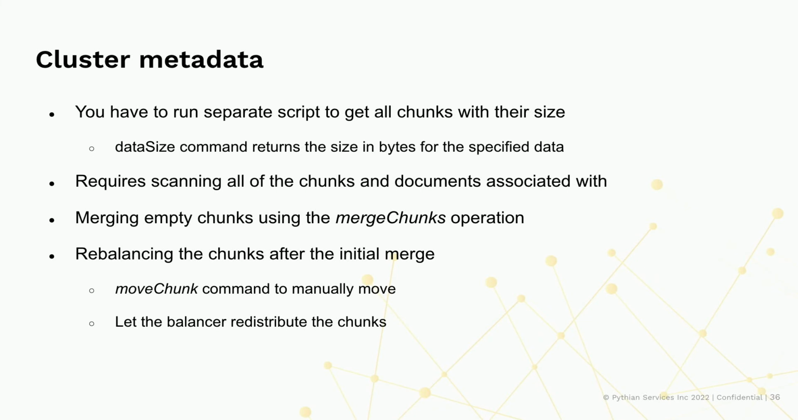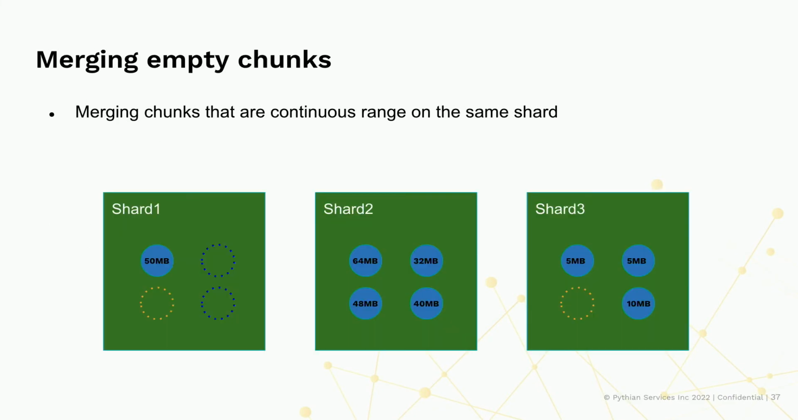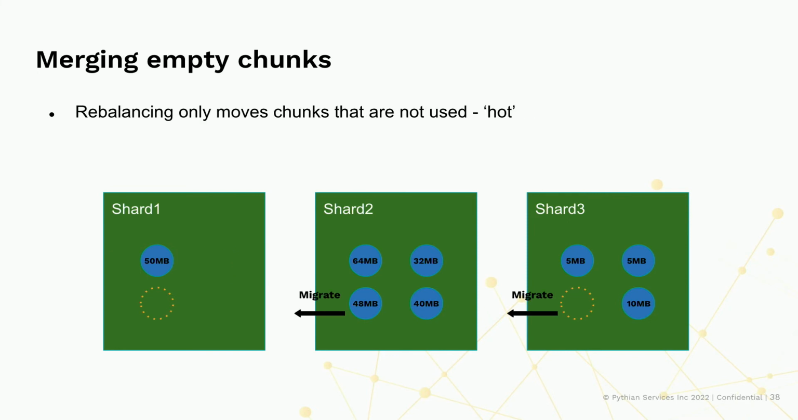By doing that, to rebalance the data, if on shard 1 the neighbor chunks are merged, then we are reducing the number of chunks. Now the balancer will see that, and it will say, I have a greater number of chunks on shard 2 and shard 3. Shard 1 has a lower number of chunks. I need to migrate.